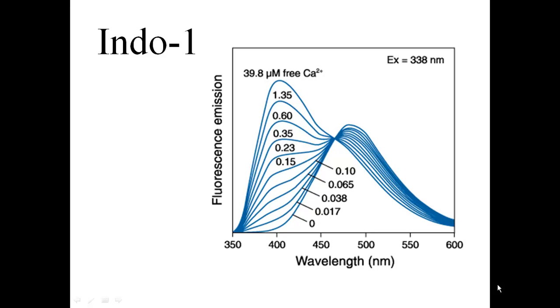In contrast to Fura-2, which is a dual excitation wavelength ratiometric fluorophore, Indo-1 is a dual emission ratiometric fluorophore. Indo-1 is excited at 338 nanometer and it gives out light at 400 and 500 nanometer. As calcium increases, emission at 400 nanometer increases and emission at 500 nanometer decreases.